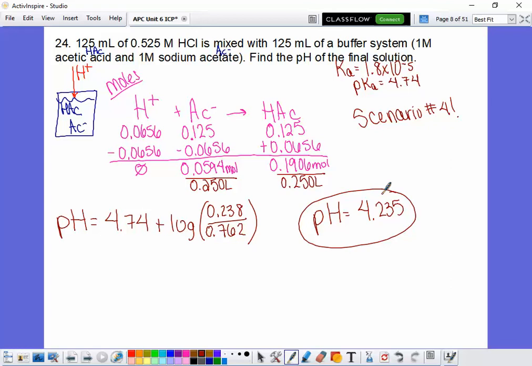Notice how that's still pretty close to 4.74. If this were your lab, say your target pH was 4.7, you would have gotten 100% on that part of it. You wouldn't lose any points for bad lab technique. If you look at the rubric, it's your New Year's gift.